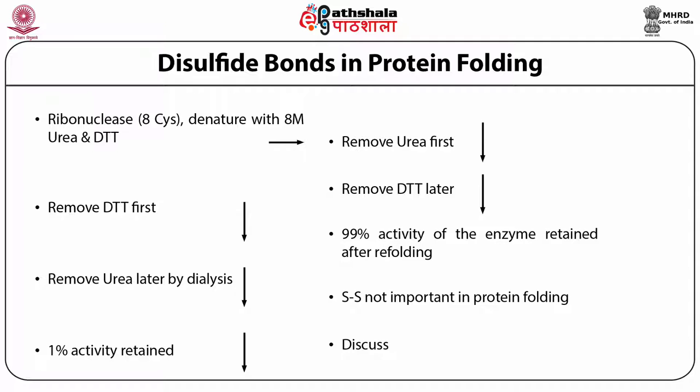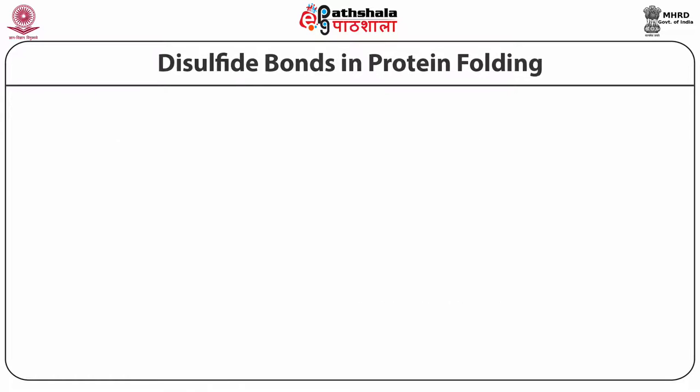But when you allow the protein to fold first, the cysteines come in the exact position where the protein is in active form. So disulfide bonds, we said, are not important in protein folding.